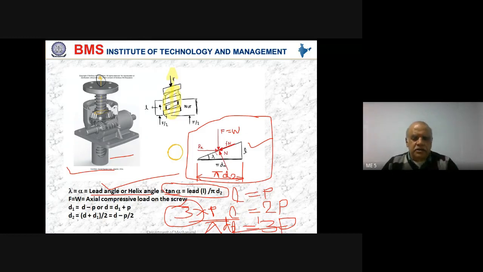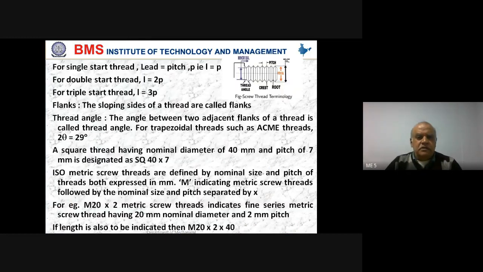Come back to this. So please note down, for a single start thread, lead is equal to pitch. For a double start thread, lead is equal to 2P. For a triple start thread, lead is equal to 3P.